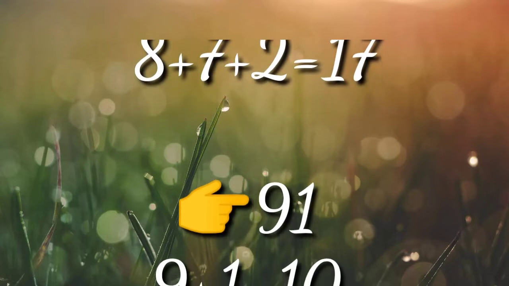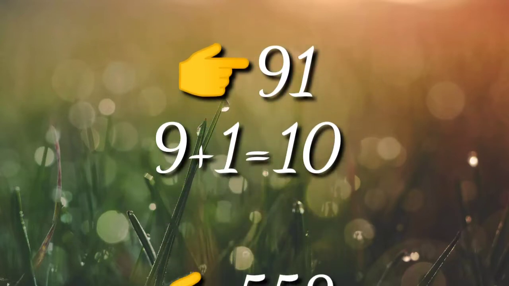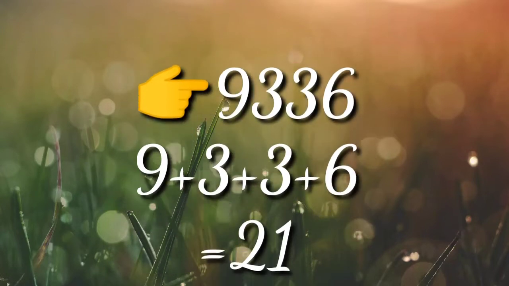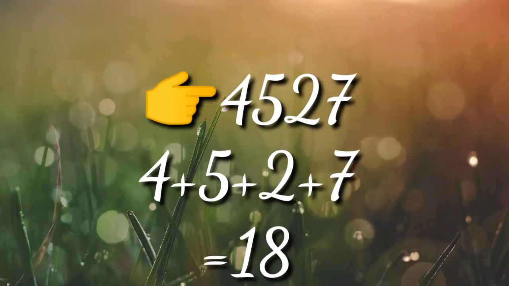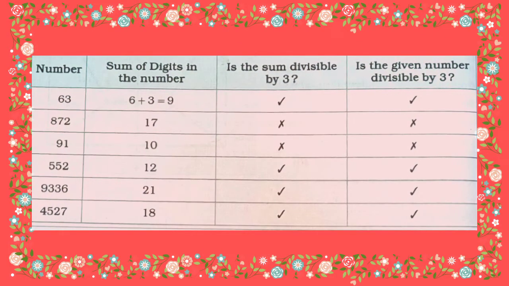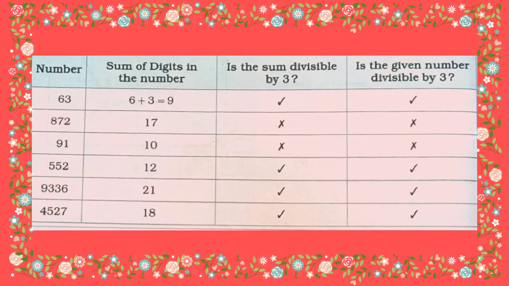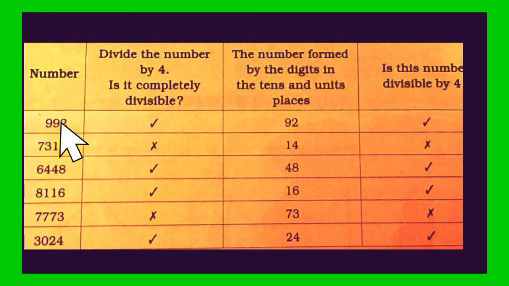See, the next number is 91. 9 plus 1 is equal to 10. 552 is equal to 12. Then the addition is 21. Then the addition is 18. We'll write them here in the table. See, we have written the addition numbers. Here we have given the tick mark to the right option, whether the sum is divisible by 3, meaning the given number is divisible by 3 or not.